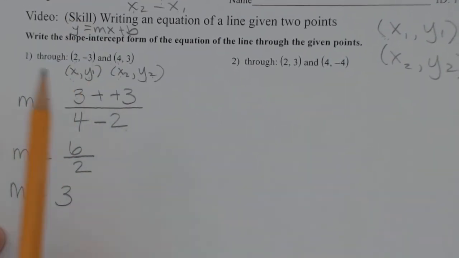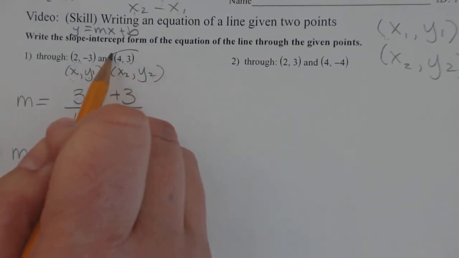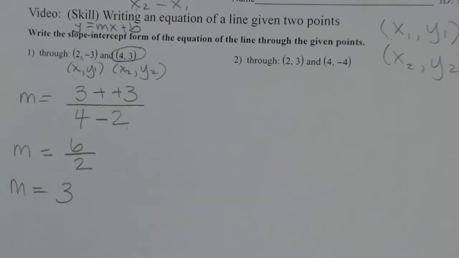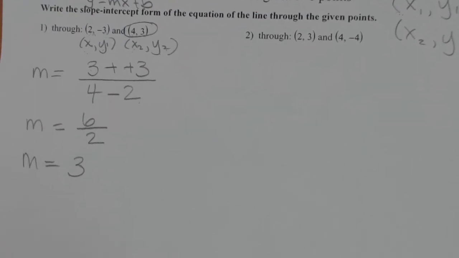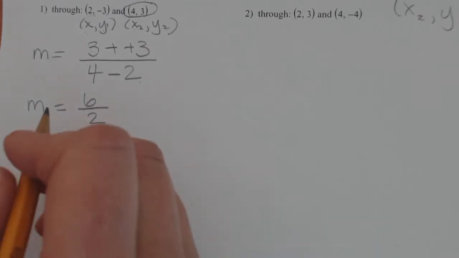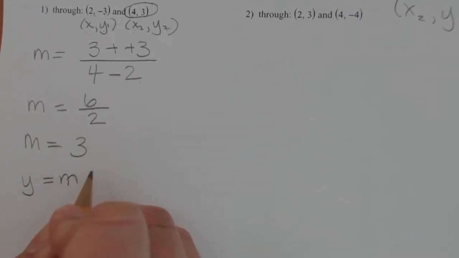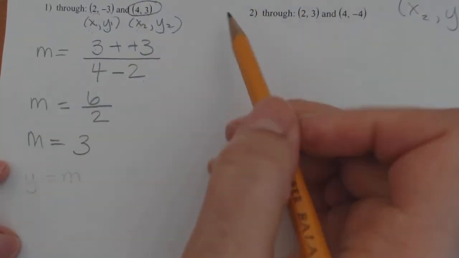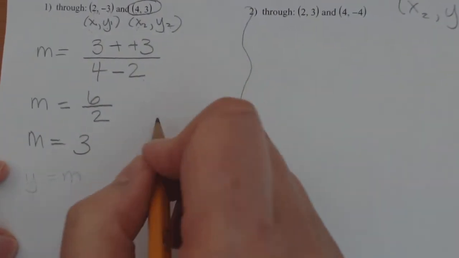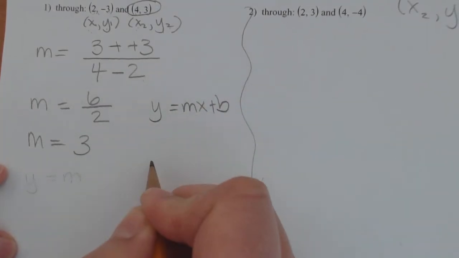You can pick any point here to use. You can pick the first point or the second point. I like picking the point that's both positive, the least amount of negatives, hopefully the least amount of mistakes that you make. So I'm going to pick (4, 3). Again, either one works. What we're going to do is write down y equals mx plus b. Actually, I'm going to do it right next to it. I have more room.